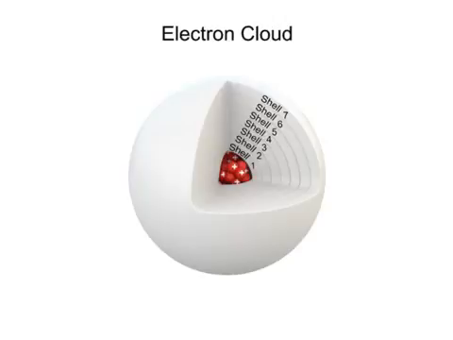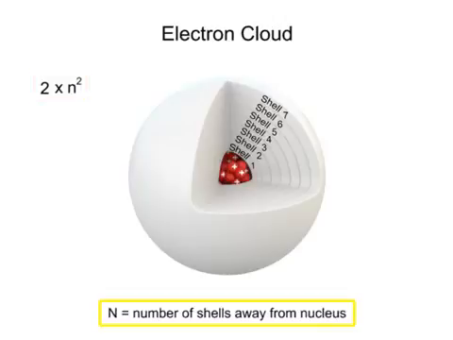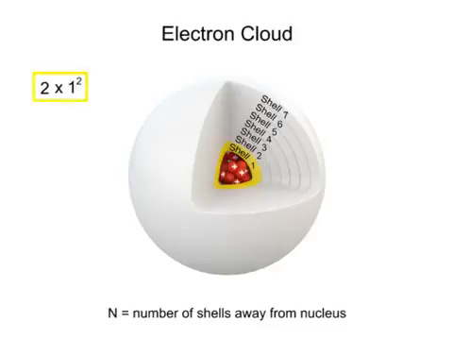is filled when its electron count equals 2 times n squared, or 2n², where n is the number of shells away from the nucleus for which you are calculating the maximum number of electrons, also known as the principal quantum number. To calculate the number of electrons in the first shell, you would use the equation 2 times 1 squared, which is 2 times 1, or 2 electrons.